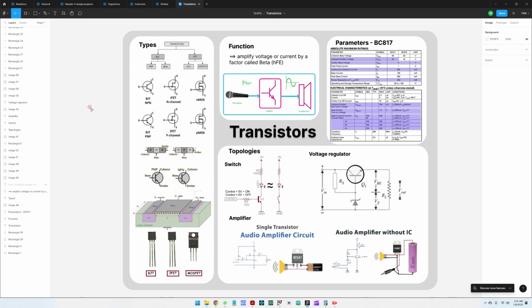Today we're going to be discussing transistors. So transistors are the building blocks of modern electronics. You can find them in any integrated circuit, in most of the household items from washing machines to refrigerators to any component that has an electrical switch.